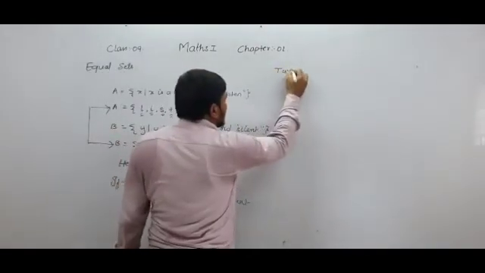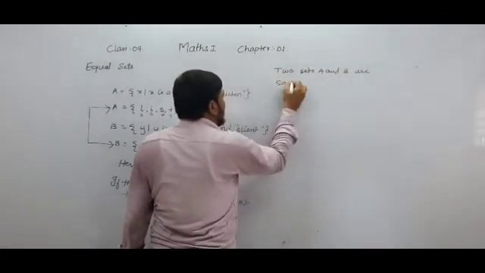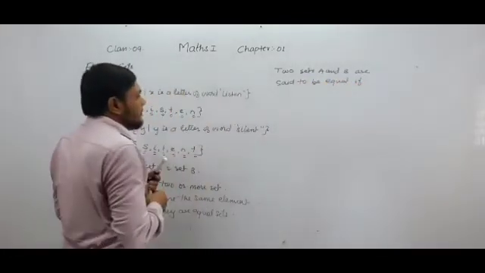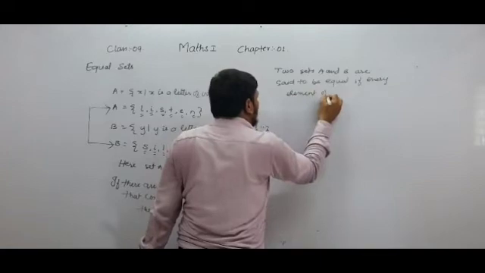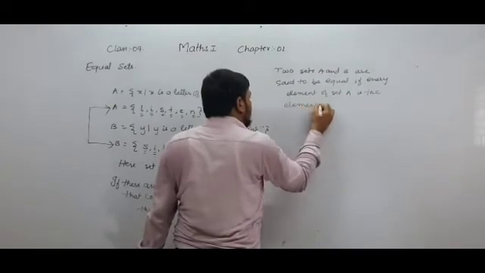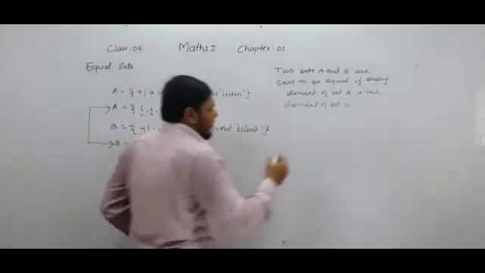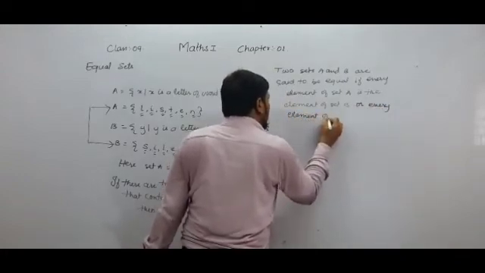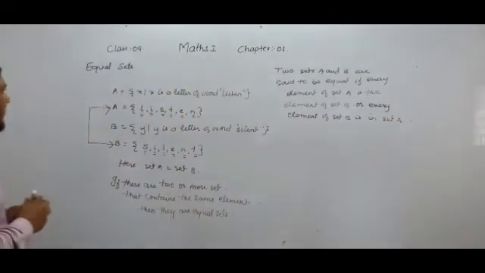Two sets A and B are said to be equal if every element of set A is the element of set B, or every element of set B is in set A. So student, this is the definition of equal sets.